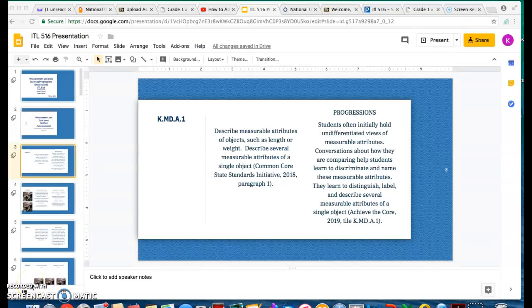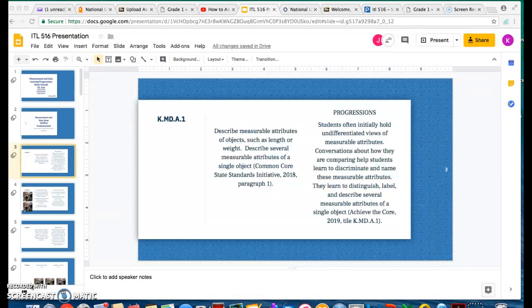Our group worked on the progression of measurement and data learning. This will start in kindergarten and go through the 5th grade. The first standard we will start with is K.MD.A.1, which states, describe measurable attributes of objects, such as length or weight.